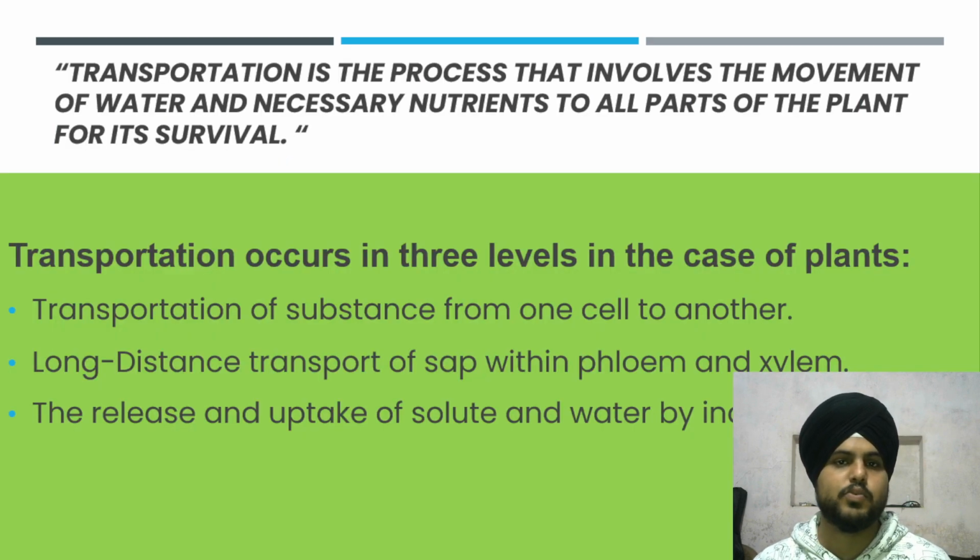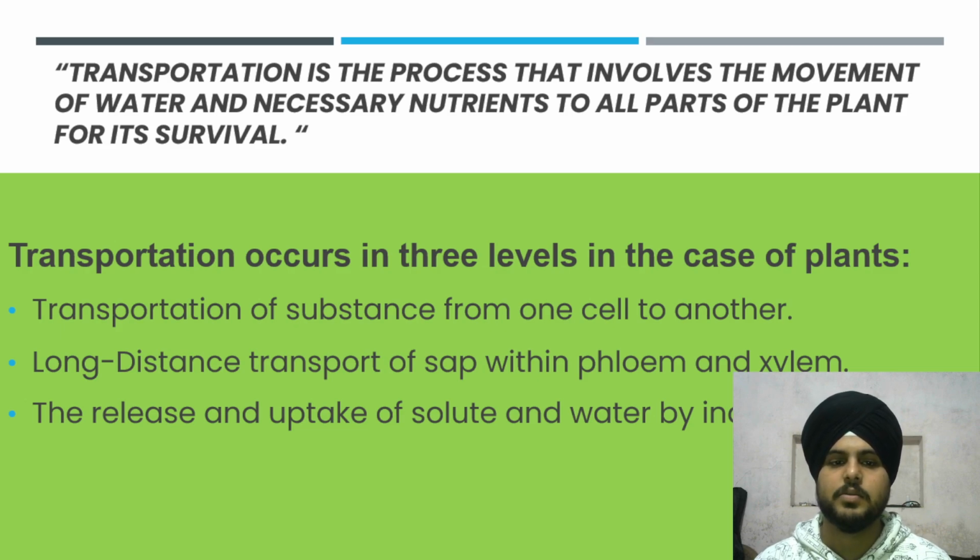Firstly, transportation is the process that involves the movement of water and necessary nutrients to all parts of the plant for its survival. Transportation occurs in three levels. In the case of plants: transportation of substances from one cell to another, long distance transport of sap within xylem and phloem, and the release and uptake of solution and water by individual cells. See, there are three ways.